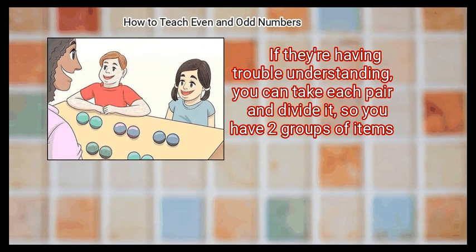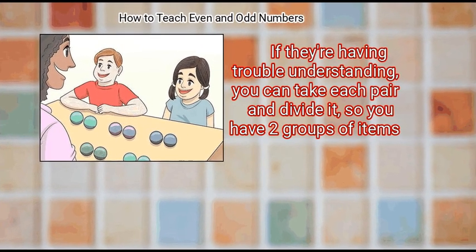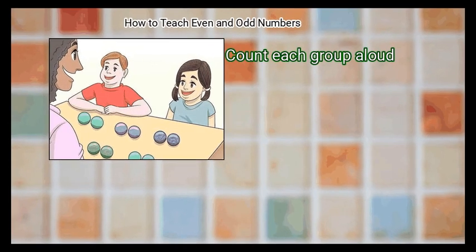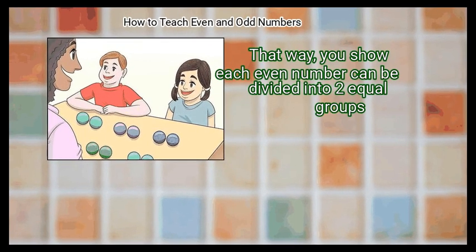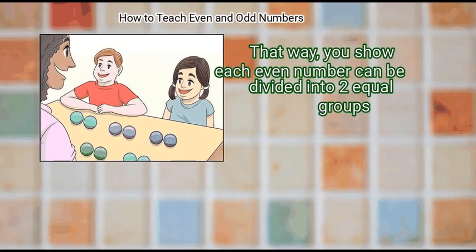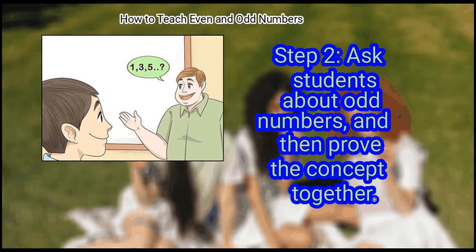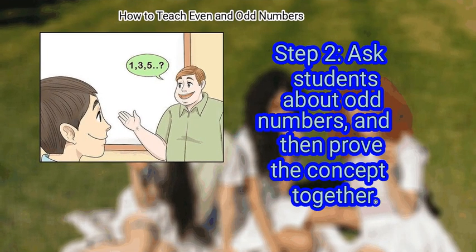If they're having trouble understanding, you can take each pair and divide it. So you have two groups of items. Count each group aloud. That way, you show each even number can be divided into two equal groups. Step 2. Ask students about odd numbers, and then prove the concept together.